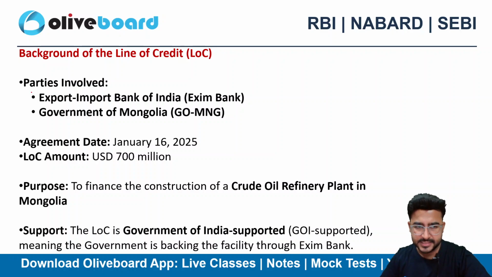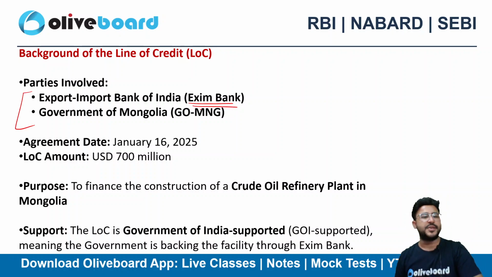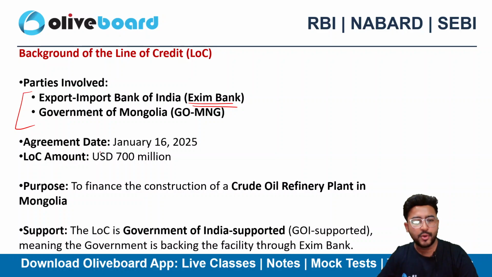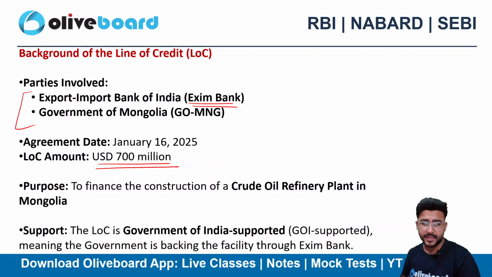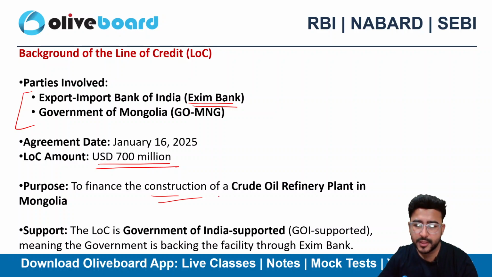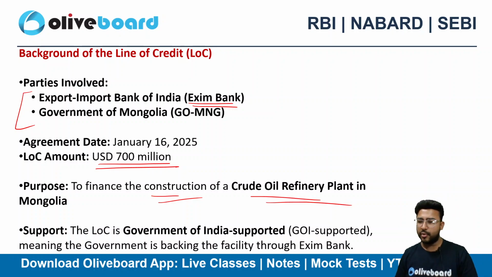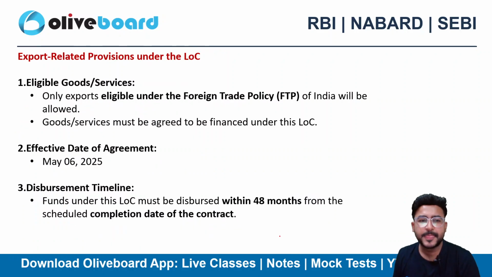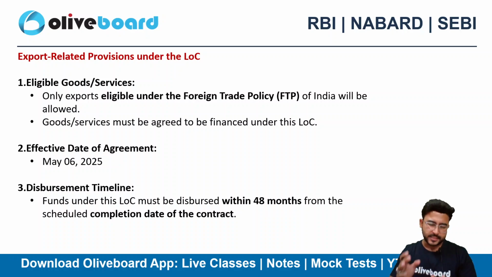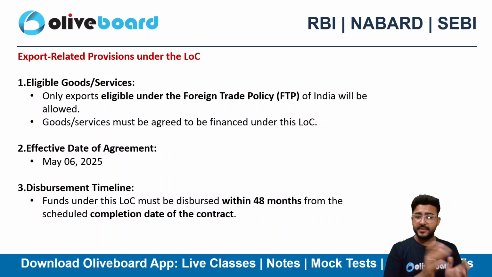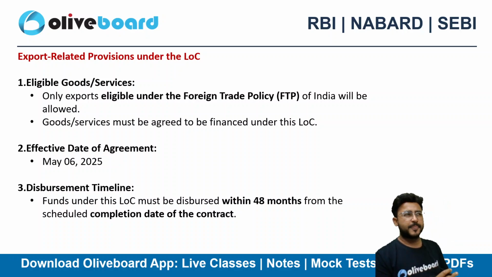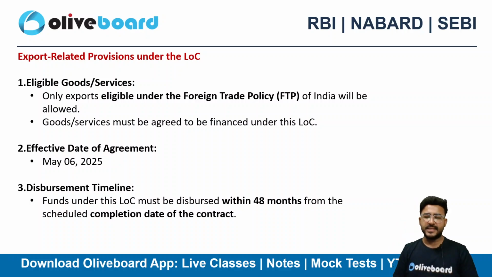So the major parties here are Exim Bank, which is an all India financial institution, and the government of Mongolia. The amount of LOC is USD 700 million, and the purpose is construction of a crude oil refinery plant on the Mongolia side, right? And it's supported by the government of India. Okay, eligible goods and services are not very important for this circular, because it's a particular event specific thing, right? Earlier we saw that Exim Bank had supported, I think, Vietnam for building vessels, okay, if you guys remember.